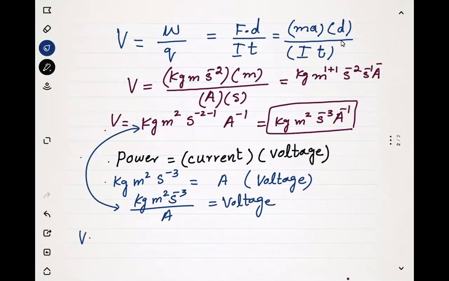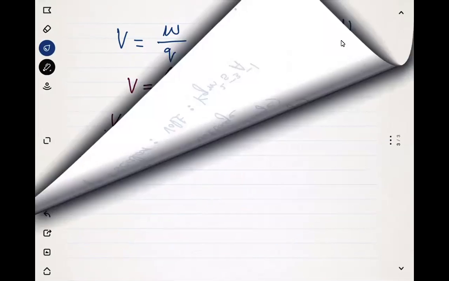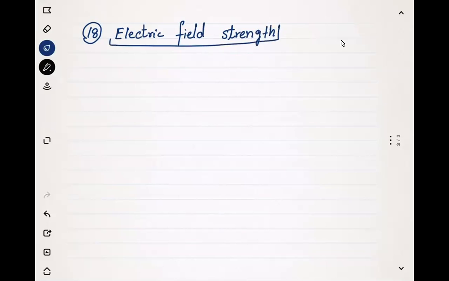So you can say that voltage, which is a scalar quantity, has a unit of volt, and base unit is kilogram meter square second minus 3 ampere minus 1. This is for voltage. The third quantity that we have to deal with is electric field strength.